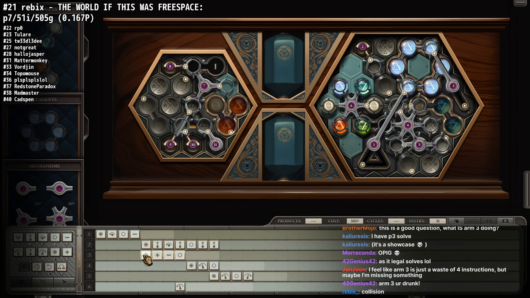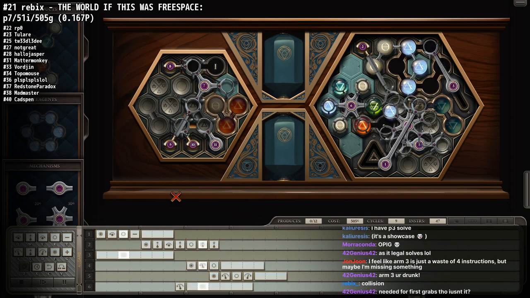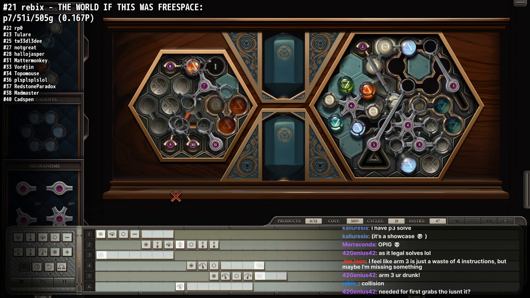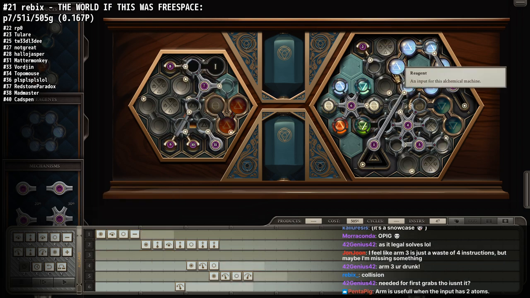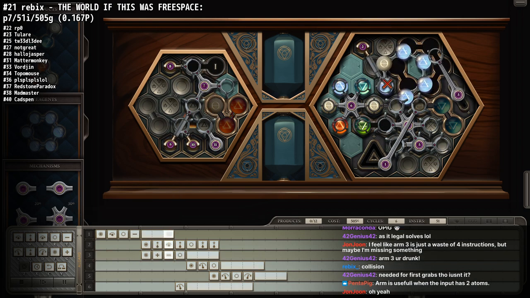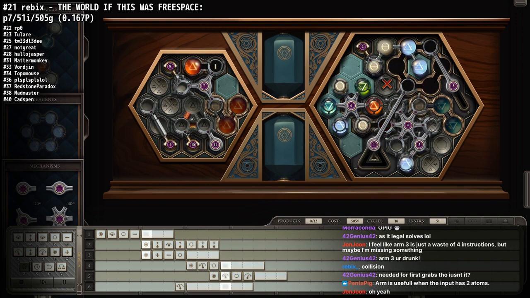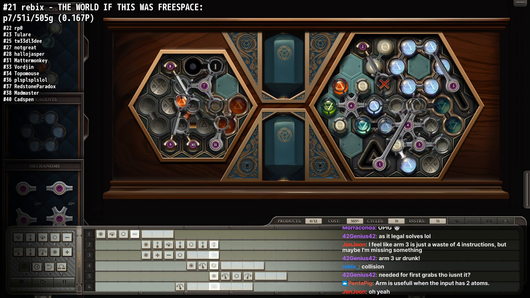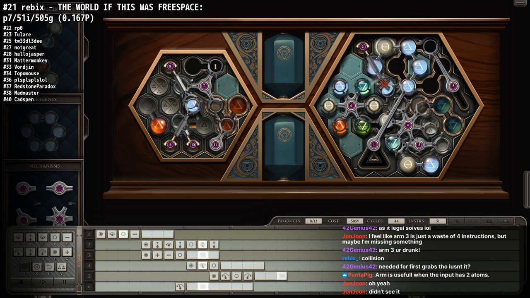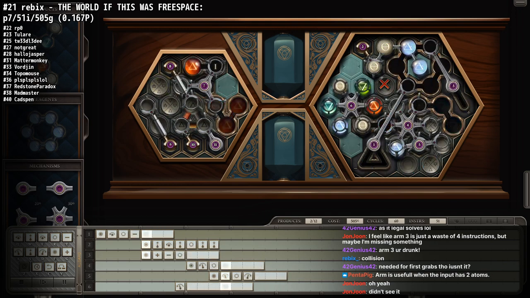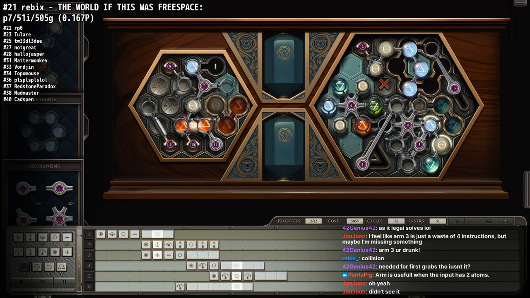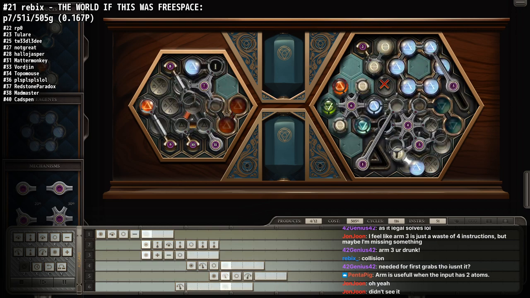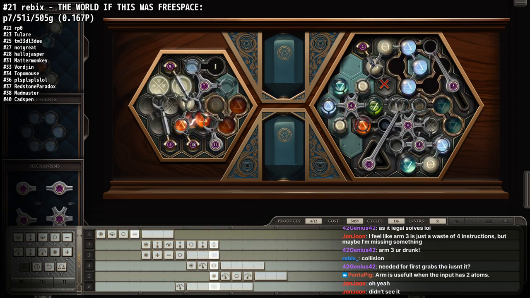Arm 3? Rebix says collision. Let's see. Boom. That's the problem. That's why Arm 3 needs to exist. Yeah, the input's not staying. That always sucks. At least there's an increase in period. But yeah, some very cool conditionals in the left chamber.